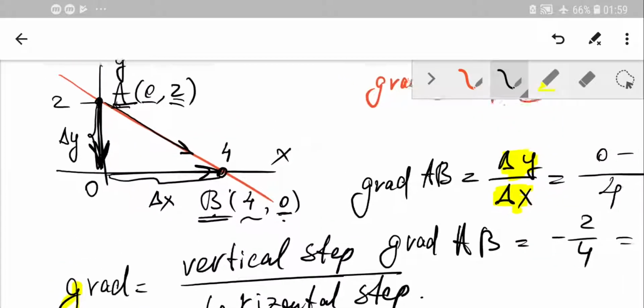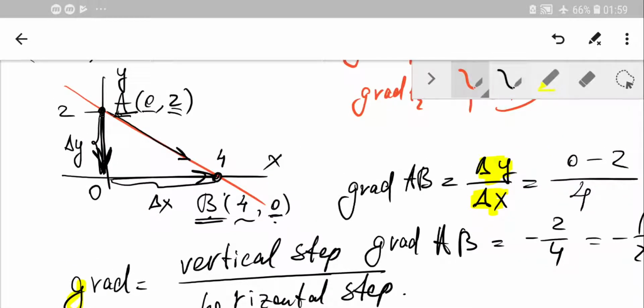So in terms of steps, I use what we started with in order to define points, right? We're moving from point A to point B, first vertically and then horizontally. That's how it works. Okay, so that's actually what is called the gradient formula, or just the gradient.